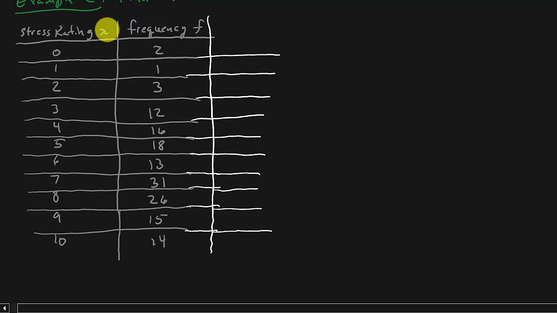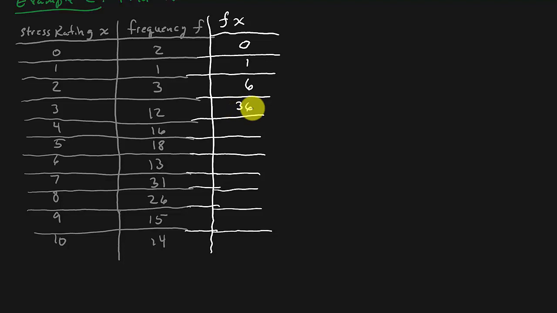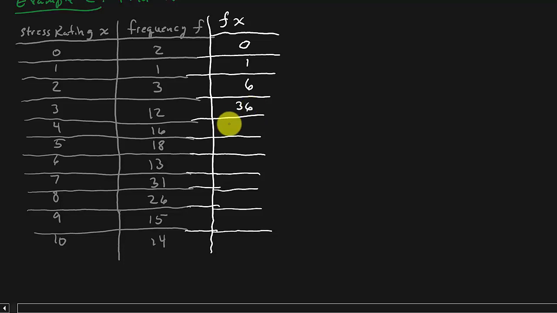And see, this column here is the X values. This column here is the F values. And so we need a column of F times X. So all that means is we've got 0 times 2 is 0. 1 times 1 is 1. 2 times 3 is 6. 3 times 12 is 36. And let me get my calculator out, make sure I don't make a mistake. 4 times 16 is 64.